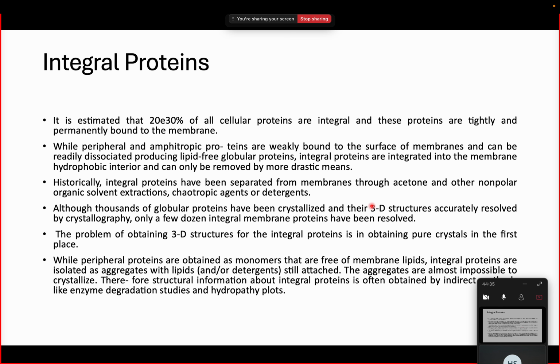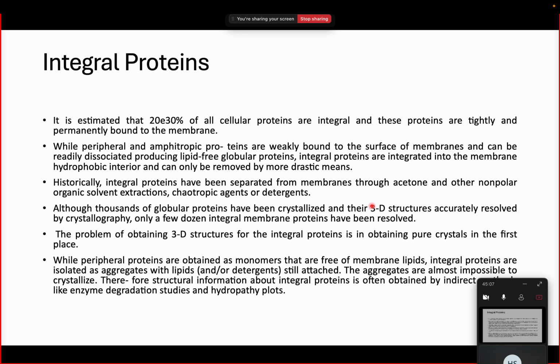Historically, integral proteins have been separated from membranes through acetone and other non-polar organic solvent extractions, chaotropic agents, and detergents. Although thousands of globular proteins have been crystallized and their 3D structures accurately resolved by crystallography, only a few dozen integral membrane proteins have been resolved. And you know the problem, right? The problem of obtaining 3D structures for the integral protein is in obtaining pure crystals in the first place itself.